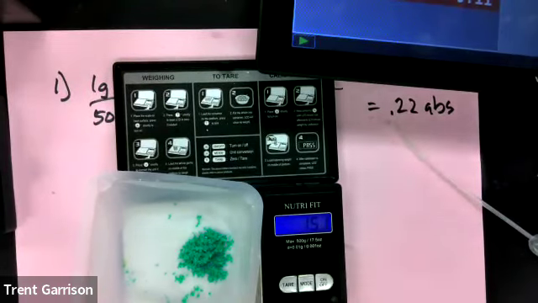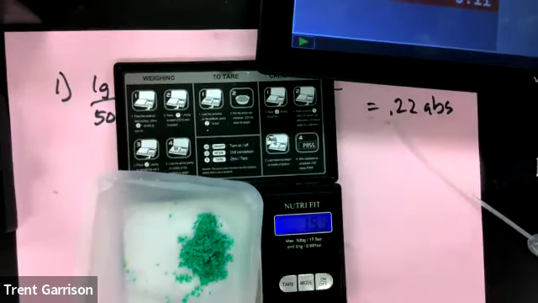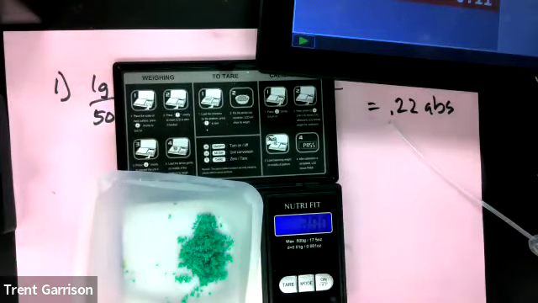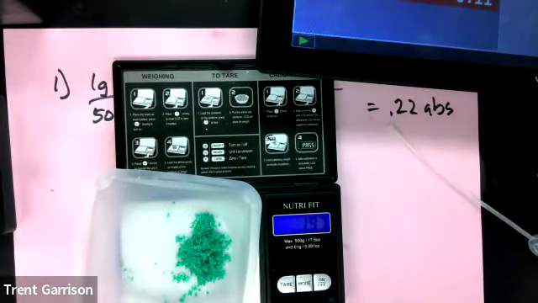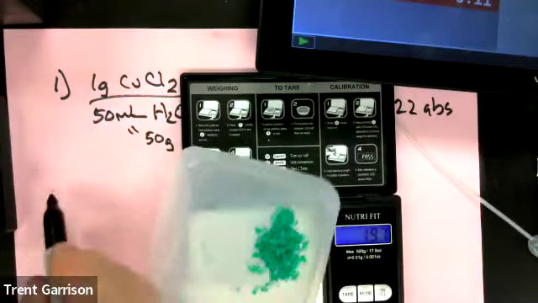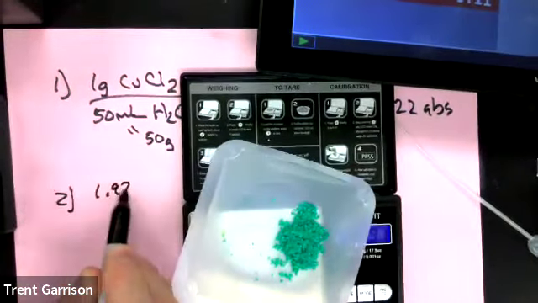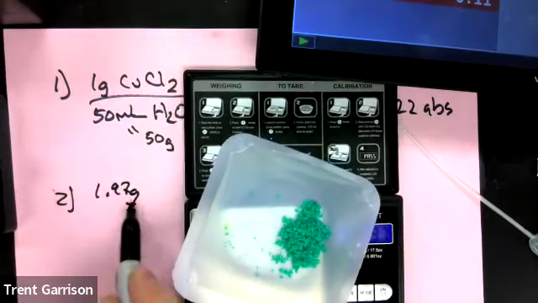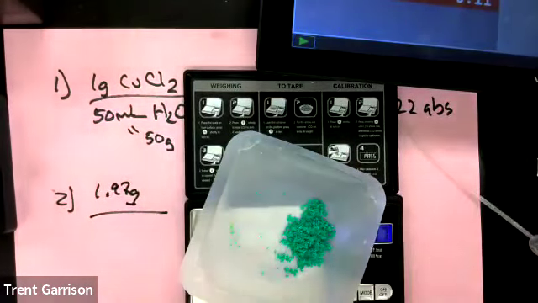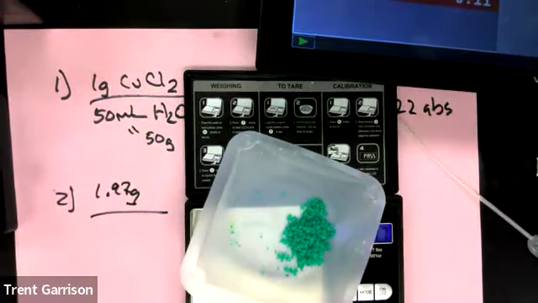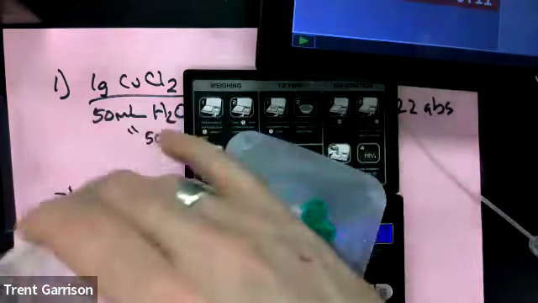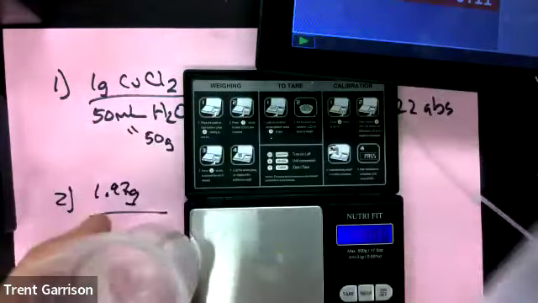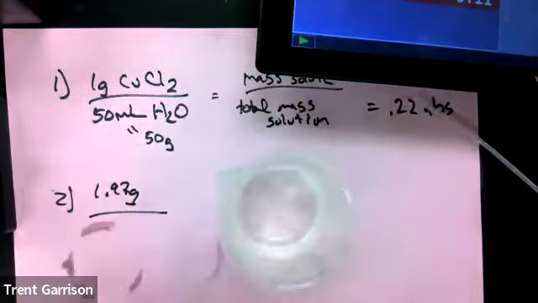That's close enough. That's pretty close. That's about 2 grams, 1.97. So I will write that down, 1.97 for my second solution. I'm going to dump out my original solution, rinse it out, start over again with 50 mils of water. So I've got my 50 mils of water, and I'm going to now dissolve this in.